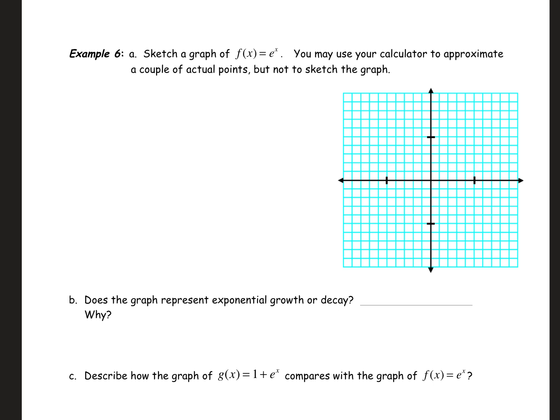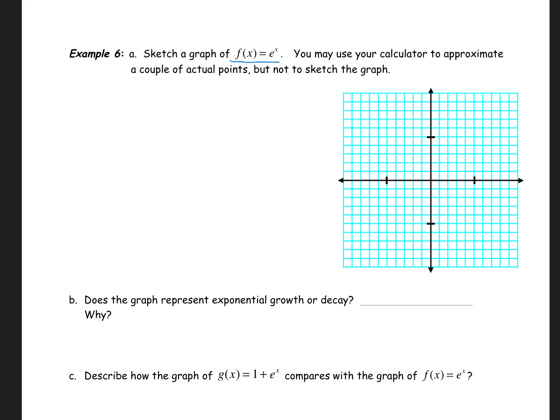This is the solution to example 6 from notes 5.1, day 2. Here we're asked to sketch the graph of f of x equals e to the x. In the previous class, we learned how to graph exponential functions in general. Here we have a base of e.